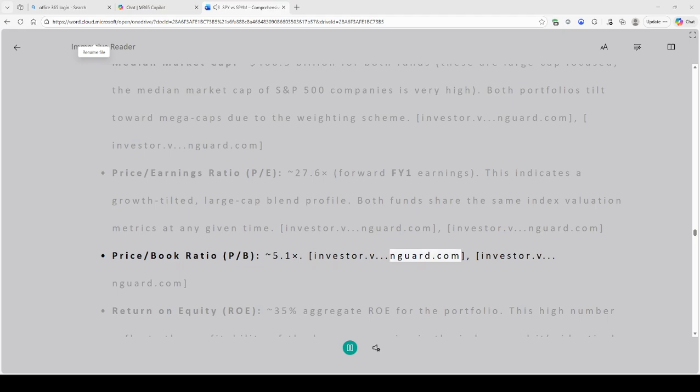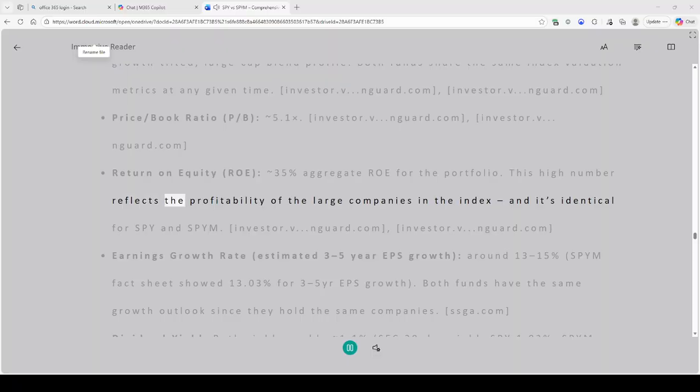Return on equity, ROE: 35% aggregate ROE for the portfolio. This high number reflects the profitability of the large companies in the index, and it's identical for SPY and SPYM. Earnings growth rate: estimated 3 to 5 year EPS growth around 13 to 15%. The SPYM fact sheet showed 13.03% for 3 to 5 years EPS growth. Both funds have the same growth outlook since they hold the same companies.